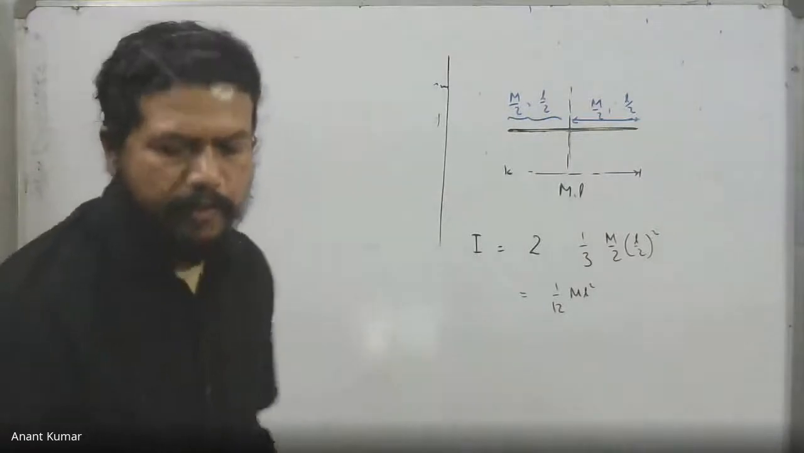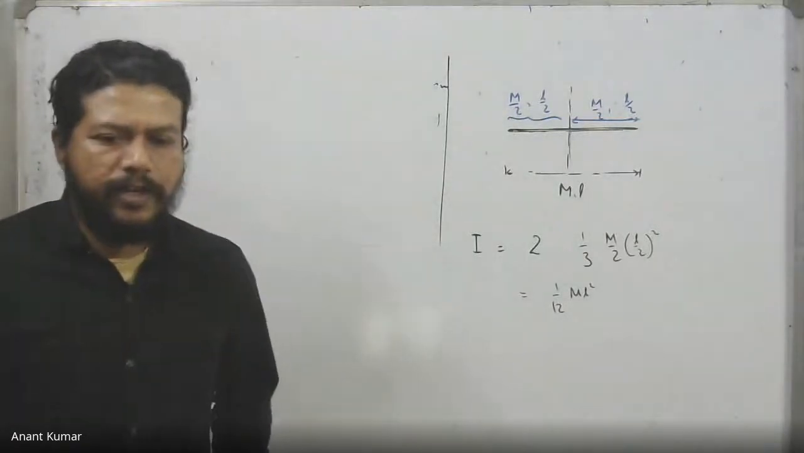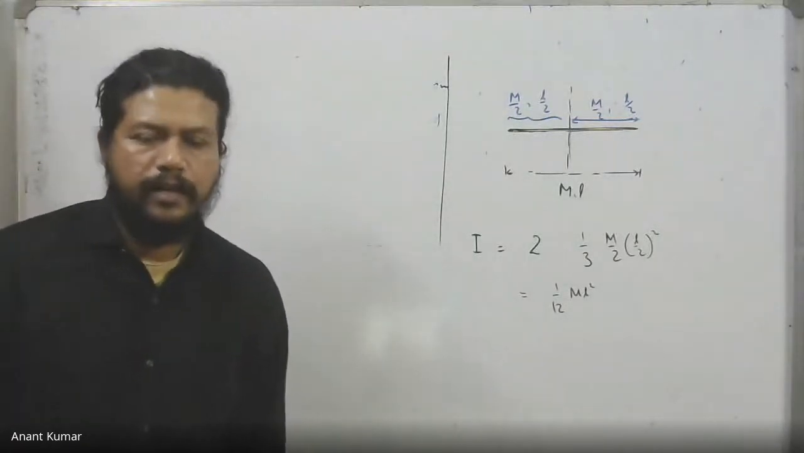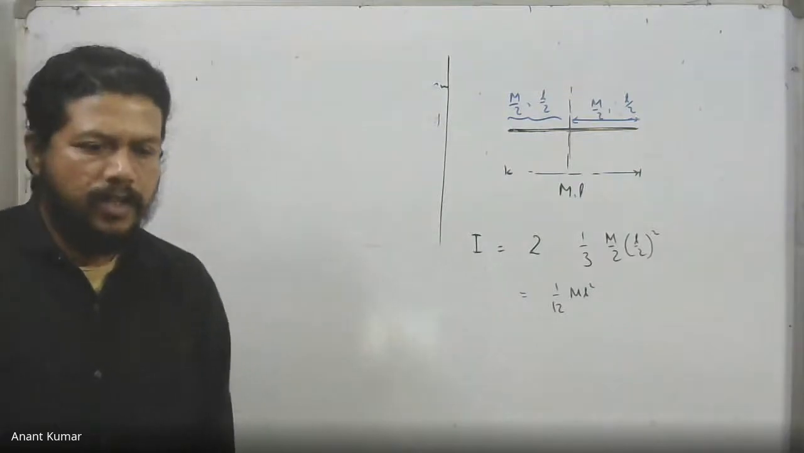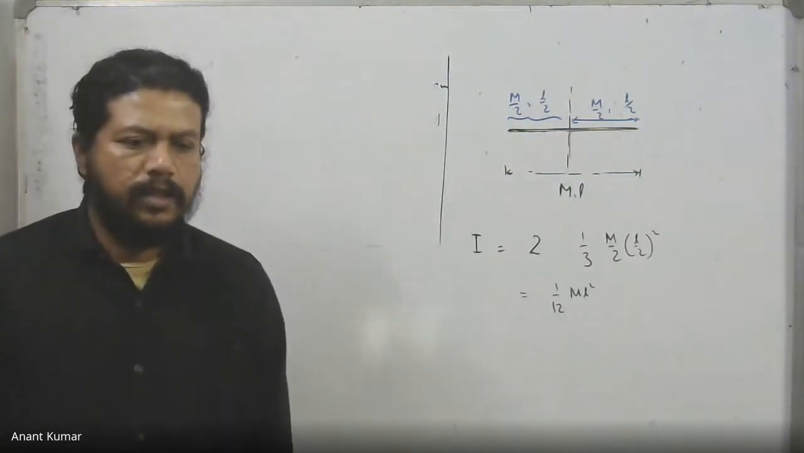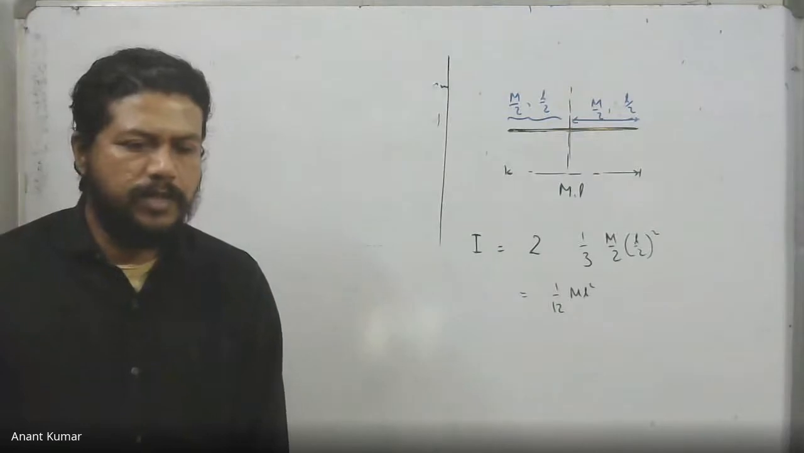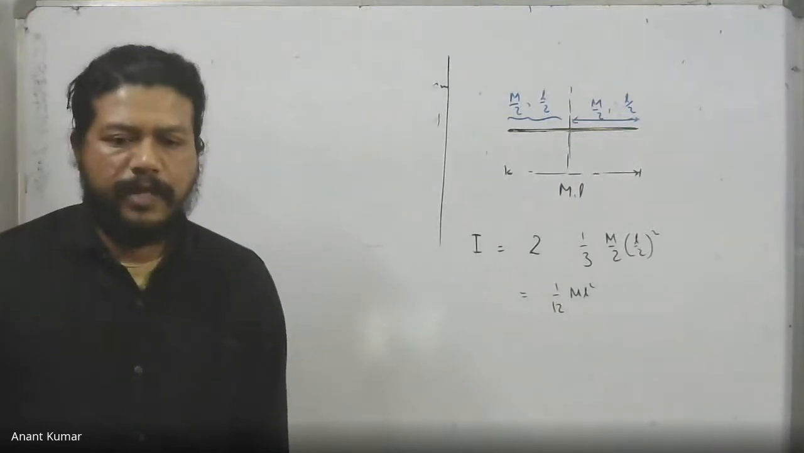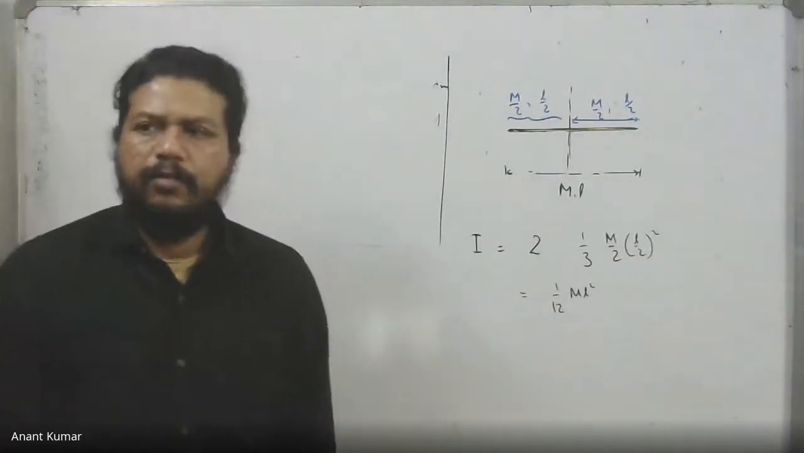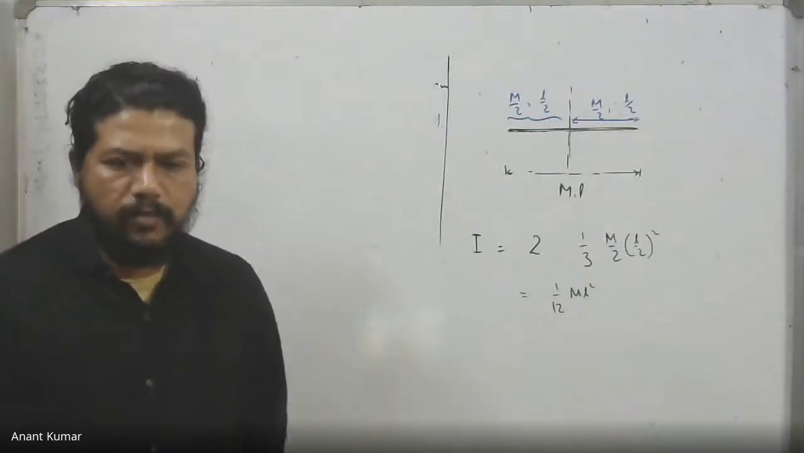I was just emphasizing the fact that the moment of inertia is additive in nature, so you can always add the moments of inertia of two bodies about the same axis. But it must be about the same axis that you can add. You can't add moments of inertia about two different axes for two bodies.